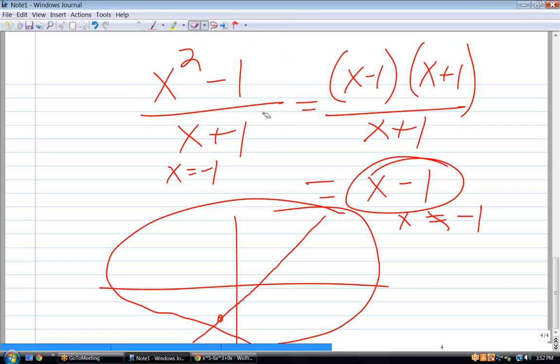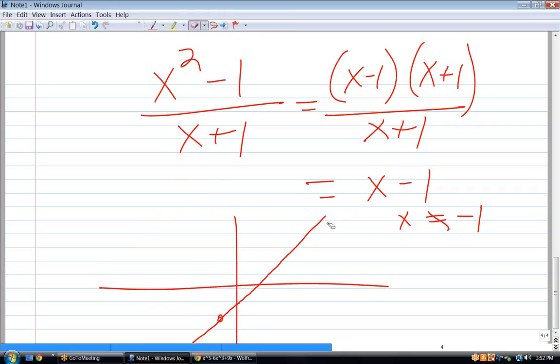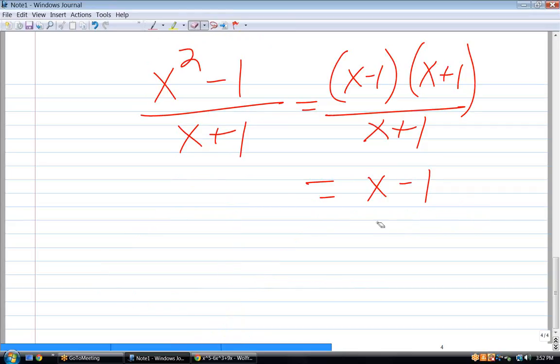And you're going to get a hole wherever you would have normally gotten a vertical asymptote. Notice that if I don't notice that this will factor, I'm going to tell you right off the get-go there's a vertical asymptote at x equal minus 1, which is not true. There isn't one. It turns into a hole because it cancels with the factor in the numerator.